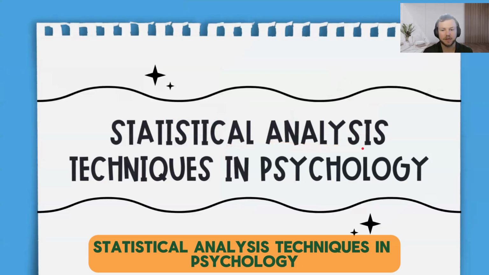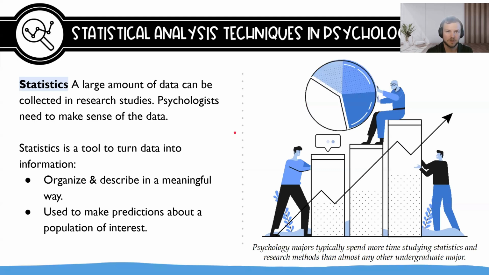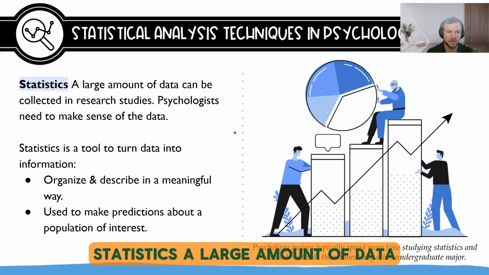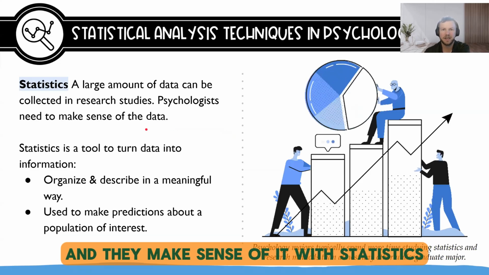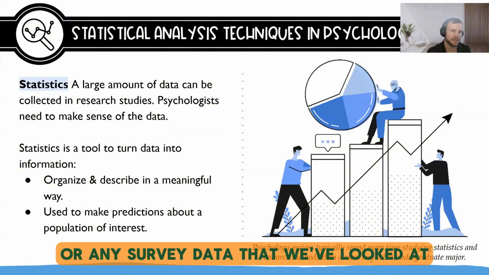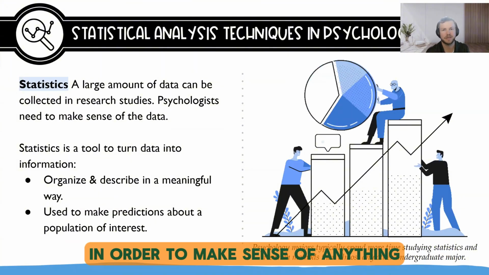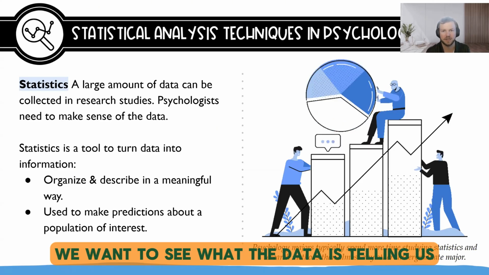Statistical analysis techniques in psychology. Statistics. A large amount of data can be collected in research studies. Psychologists need to make sense of this data, and they make sense of it with statistics. As we saw in your naturalistic observations already, or any survey data that we've looked at as a class already, we look at statistics in order to make sense of anything. We want to find trends in the data. We want to see what the data is telling us.